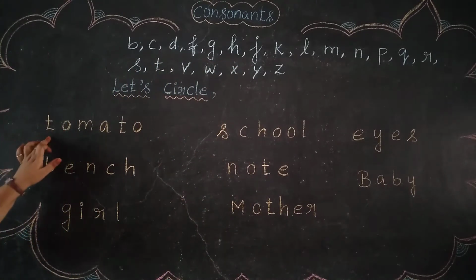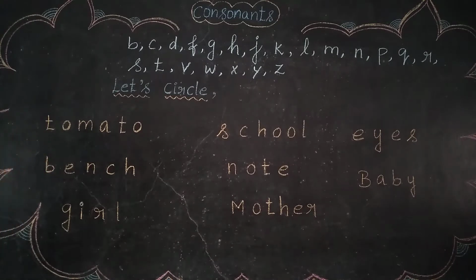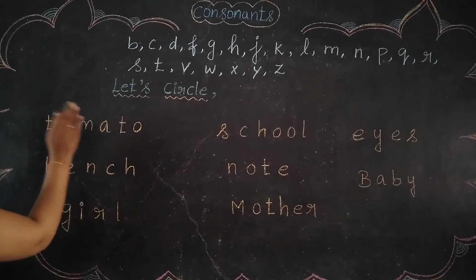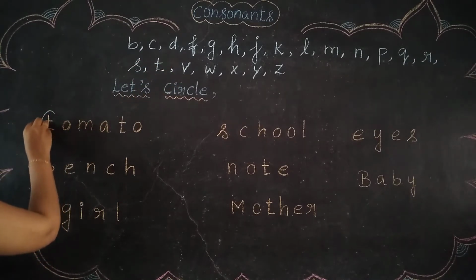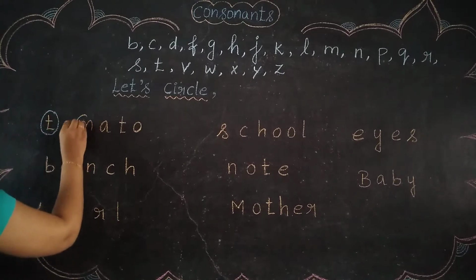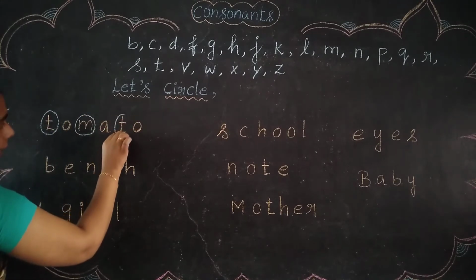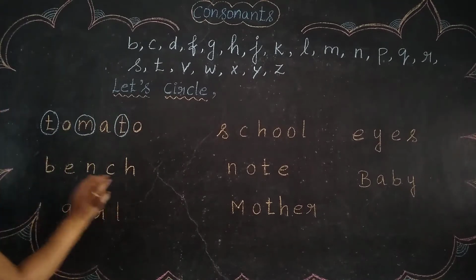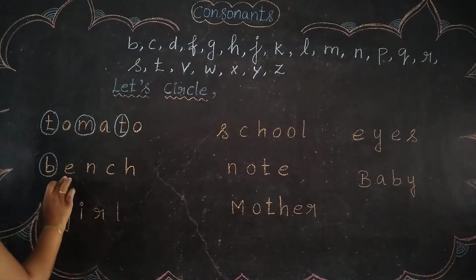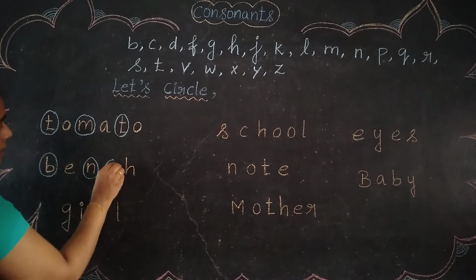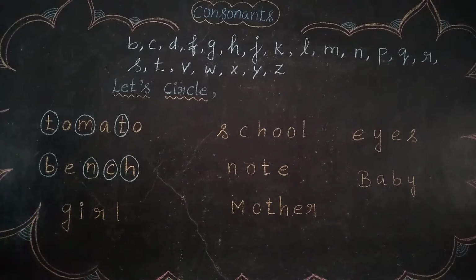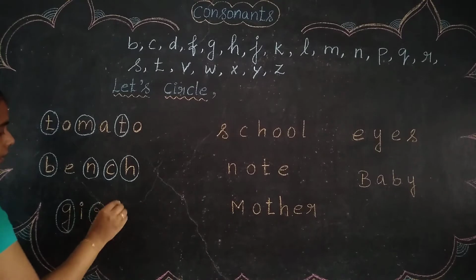We are going to circle the consonant letters alone in these words. Right? Let's circle, children. You should not look at the vowel letters. You should look at these letters alone. So T, T again. Here, bench: B, E is a vowel, so you should leave that. N, C, H. Then girl: G, I is a vowel, leave that. R, L.